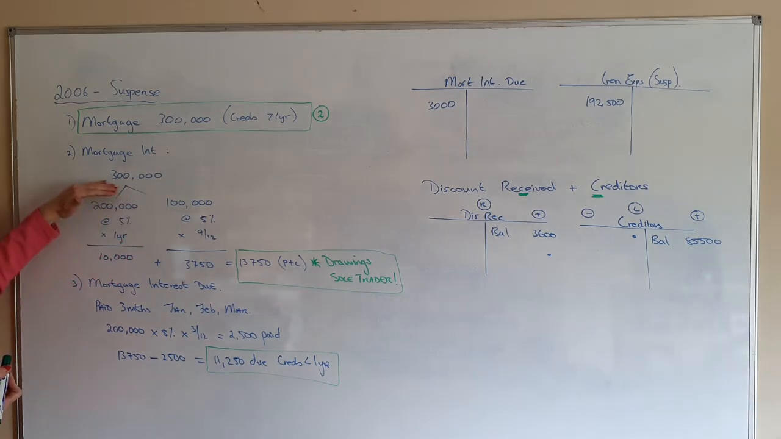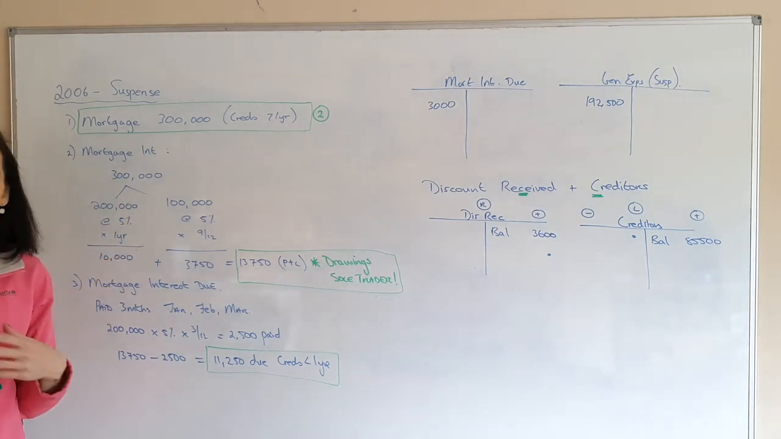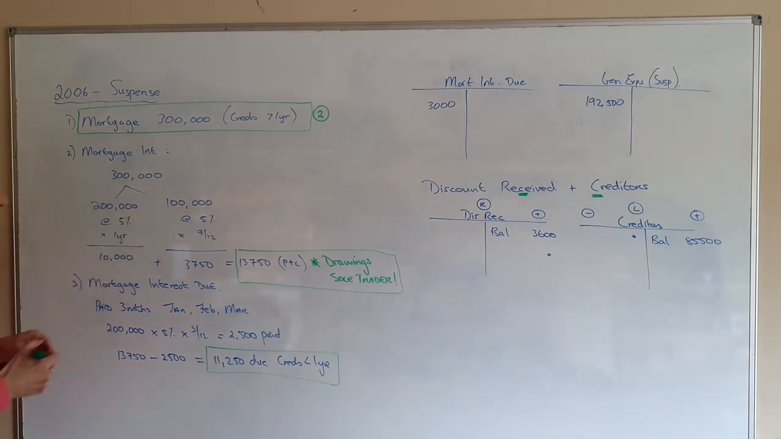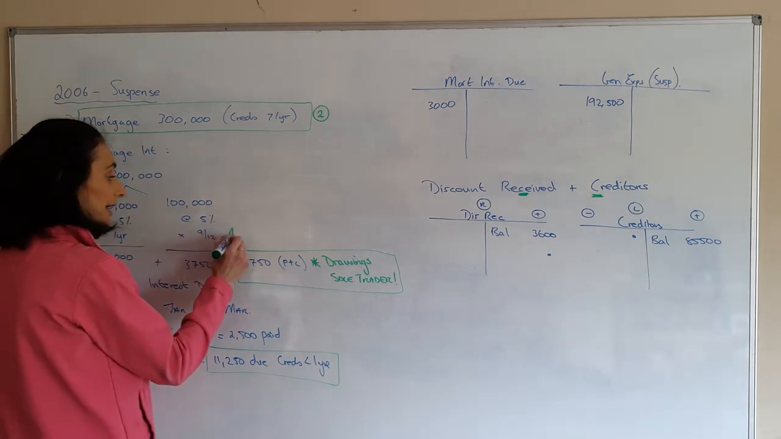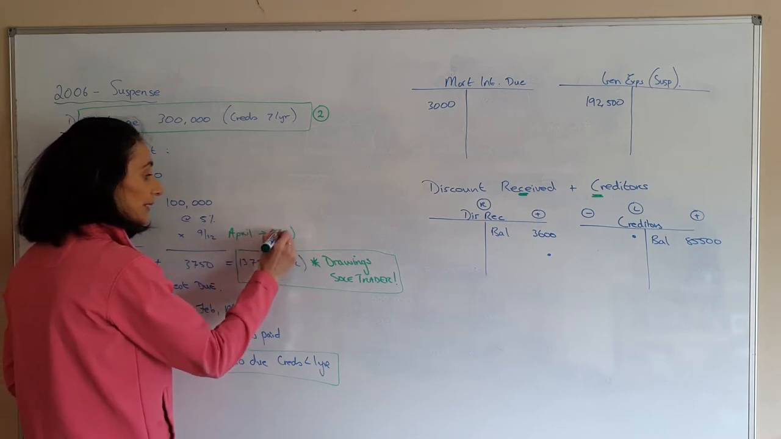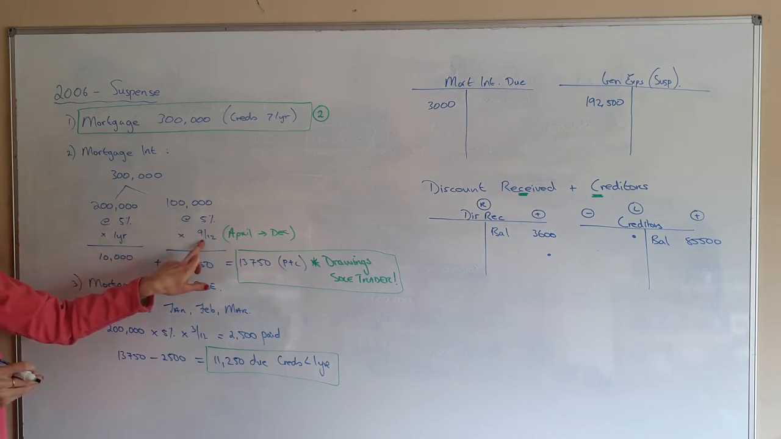Now the 300,000, generally they're going to ask you to split it. Why? Because for whatever reason, maybe you expanded or maybe you're running out of money, but you had to get an additional loan during the year. Now in the question, you didn't take out this loan until April. So you'll only pay interest on it from April to December. That's why I'm multiplying the new 100,000 by 9/12.